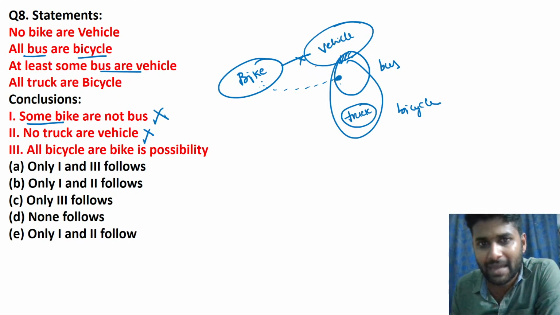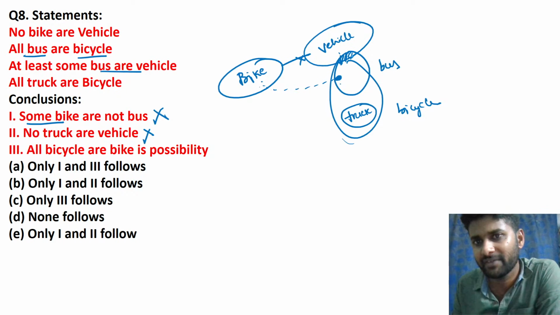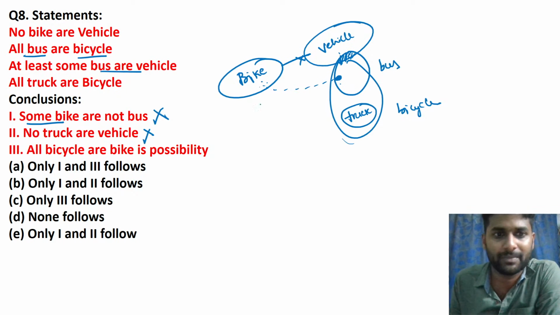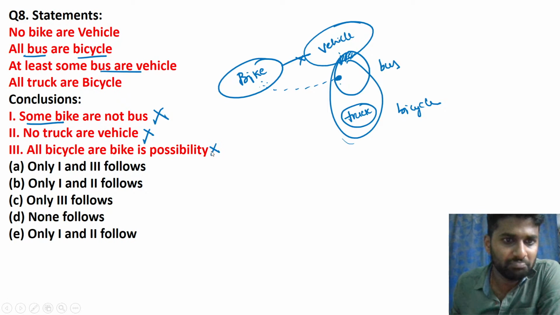Next one, all bicycle can be a bike, guys. All bicycle can be a bike is a possibility. Just verify that. We can't assume all bicycle into the bike. Why? Because all the bicycle means definitely we get vehicle. If vehicle is there, we can't place it with a bike. So there is no such possibility. Any chance of a complementary pair? There is no chance. So that's why the answer is none follows.